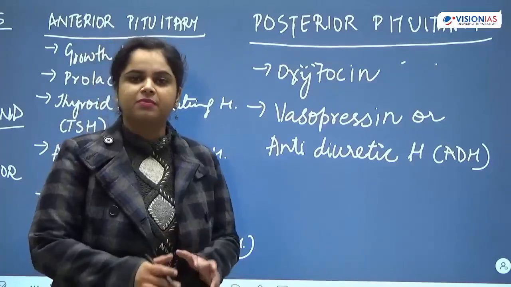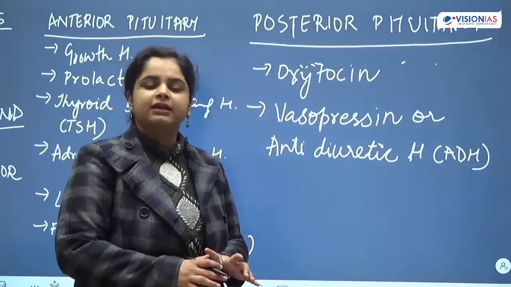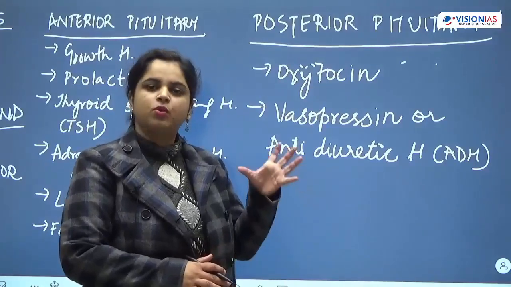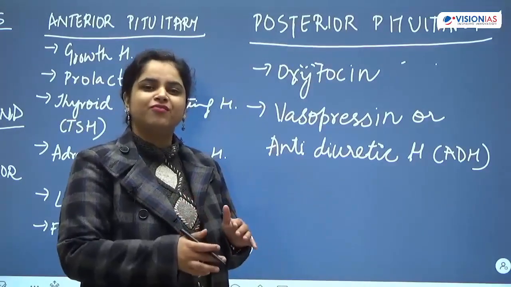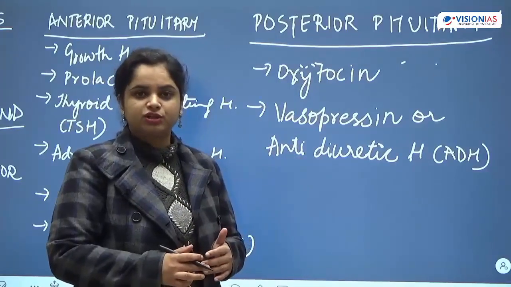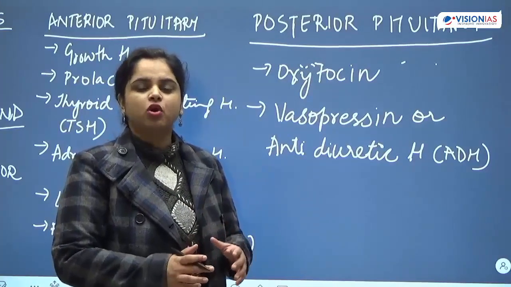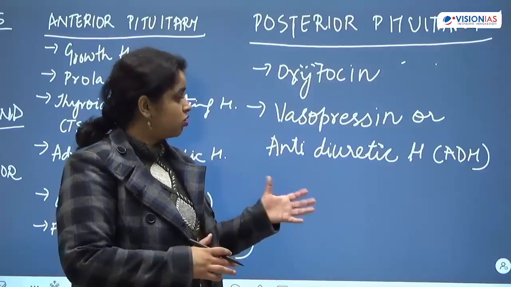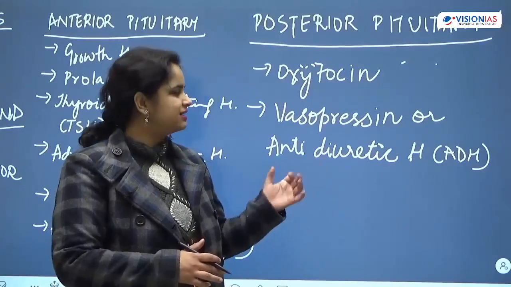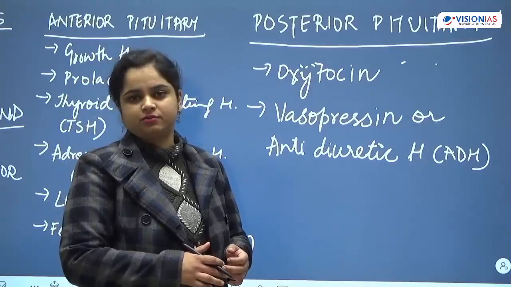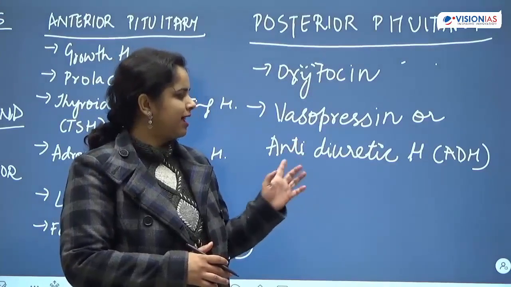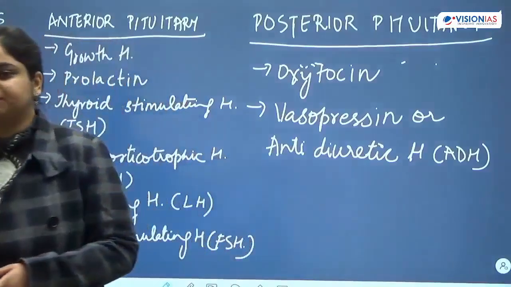I hope you remember the function of kidney. The kidney is supposed to manage the waste and the water part. Now whatever water comes into it, some of it will reabsorb in the body. Depending on what is the requirement of the body, it will reabsorb it into the body. So that function of reabsorption of water, that is done by ADH. Okay, so write down vasopressin or antidiuretic hormone.